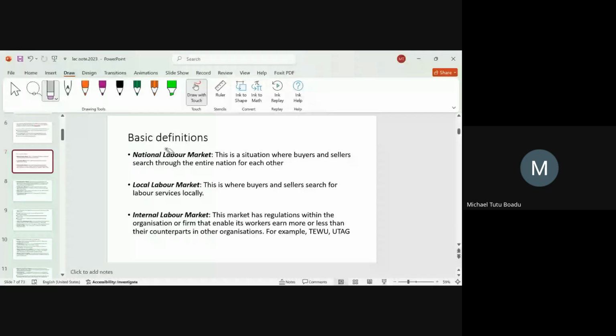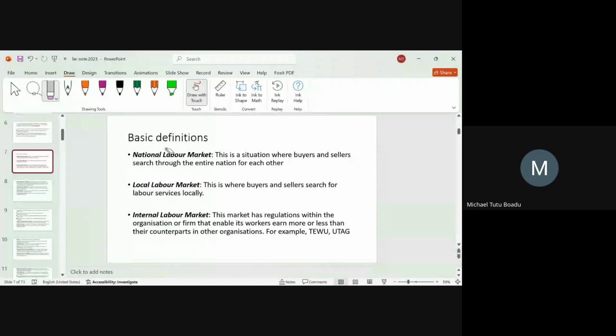And the local one, you can maybe talk about Ashanti region, Eastern region, Central region, or any of the regions. You can look at those as the local labor market, where you don't go beyond your boundaries. Then we have the internal labor market.